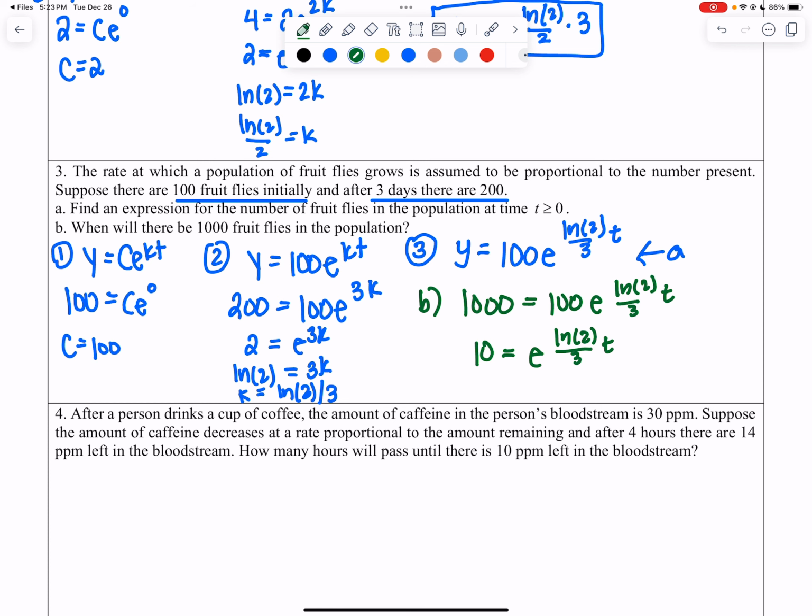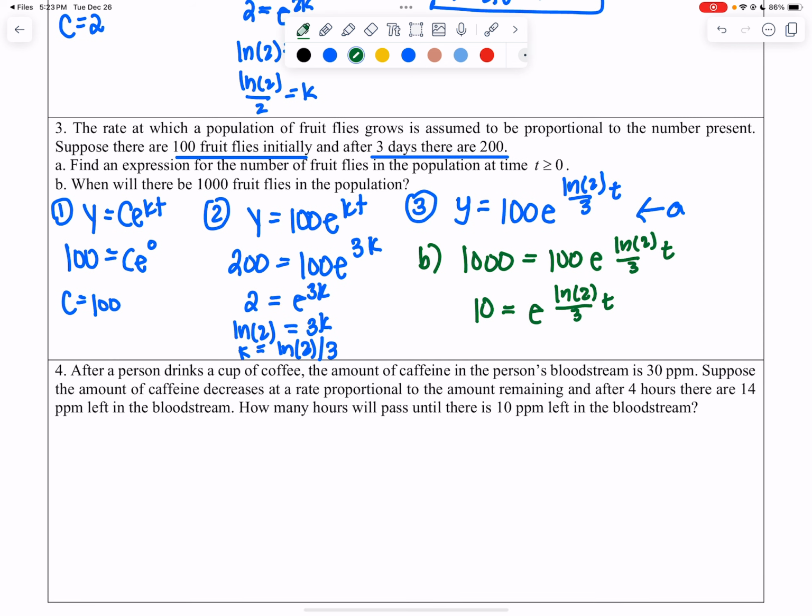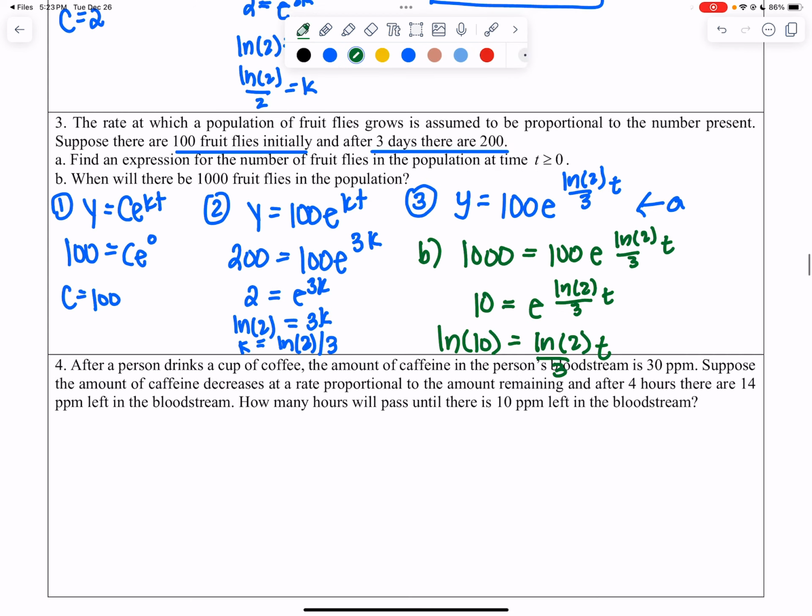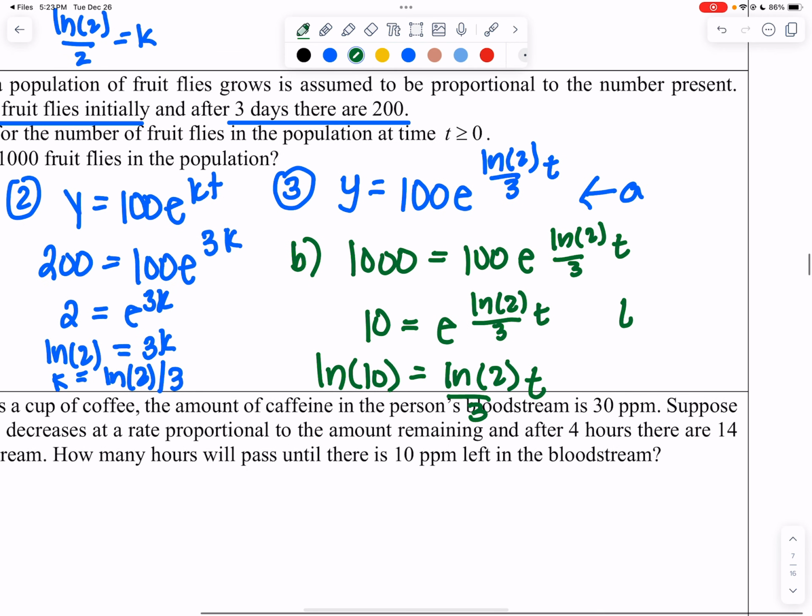So I'm going to take the ln of both sides. Taking the ln of both sides, I'm going to get ln of 10 is equal to ln of 2 over 3 times t. And then to solve for t, I'm just going to take the reciprocal of this and multiply that out. So that means that t is equal to 3 ln of 10 over ln of 2.